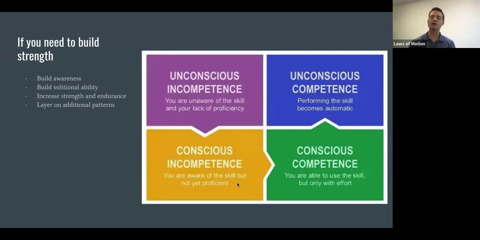Then we go into conscious competence. You're able to do the skill, but only with effort. So again, now we're able to do these things. We're able to get them to fire. We're able to do this, but again, we've got to continue to think about, is my core firing? Am I doing well? And then we have unconscious competence, where automatically you go to pick up something and your core fires and you're off and running.